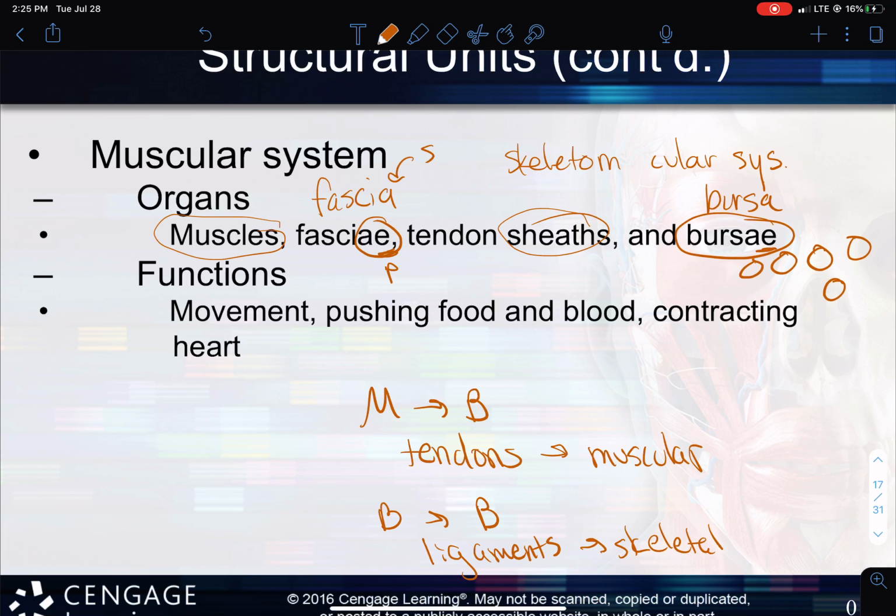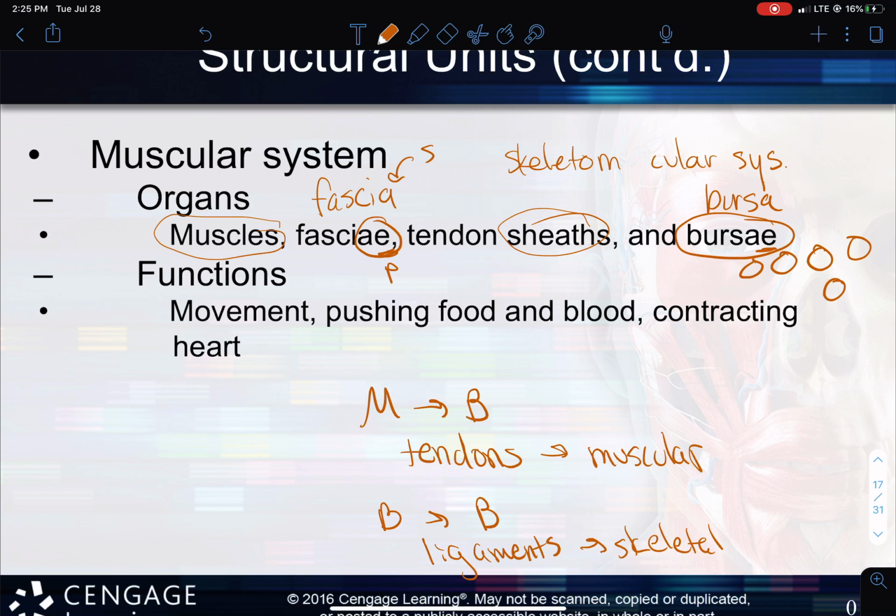And they're there for additional support, additional protective measures so that bones don't rub up against other bones, muscles don't rub up against other muscles and or bones. So it functions very similarly to fascia, except fascia is one layer of connective tissue, and bursae are actual pockets of fluid-filled structures.